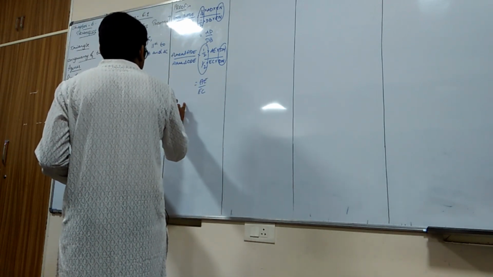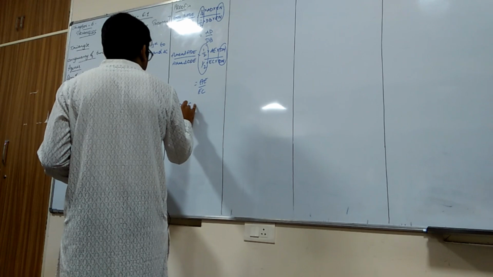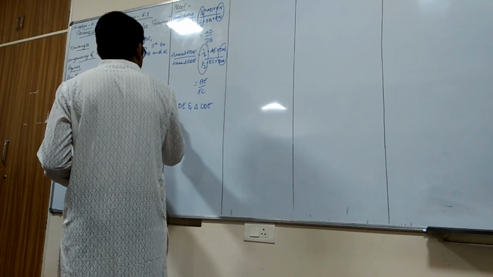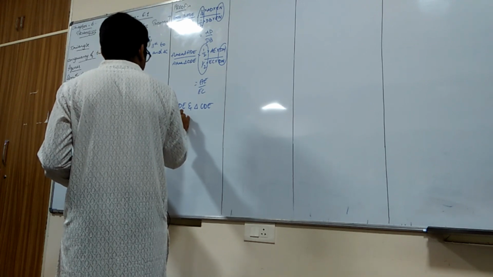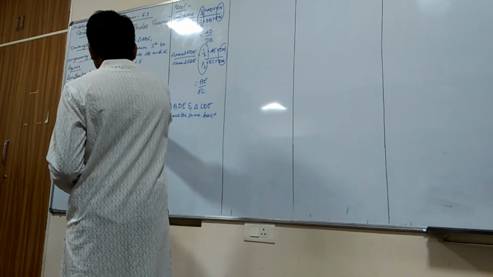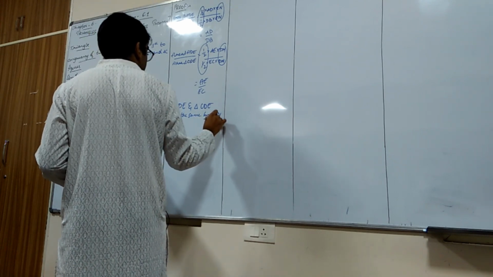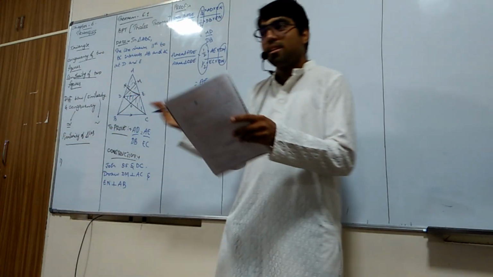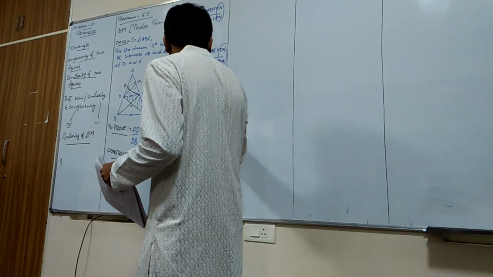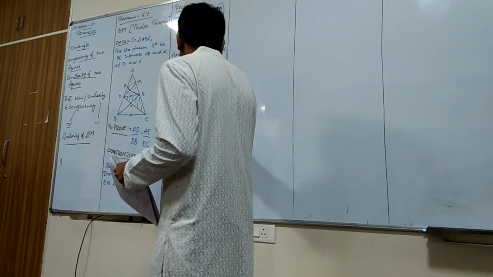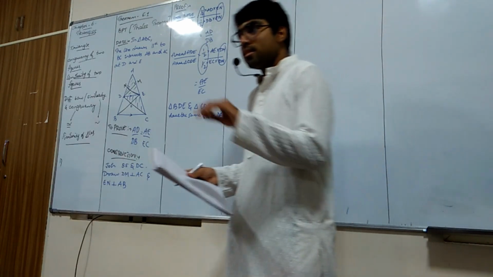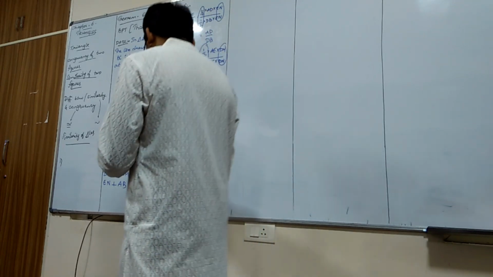Triangle BDE and triangle CDE have the same base? No. Have the same base DE or have the same side DE? Side or base also, they have the same side DE. Okay. Next. Body problem. Okay.